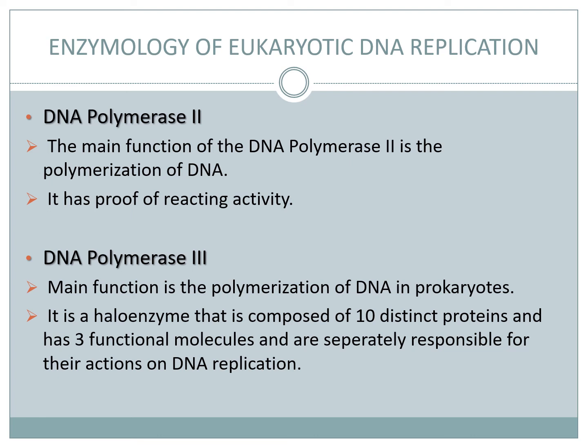Then we will move on to the DNA polymerase 3. Its main function is the polymerization of the DNA in the eukaryotes. It is a holoenzyme that is composed of 10 distinct proteins, and it has 3 functional molecules which are separately responsible for their actions on DNA replication.